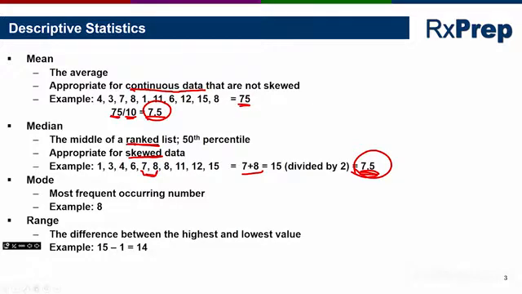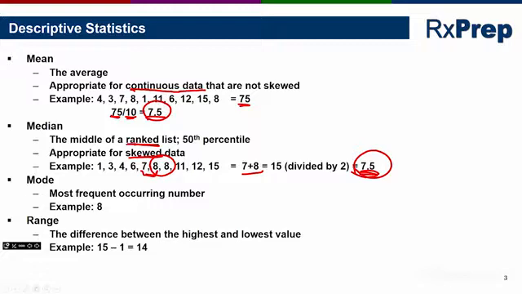Okay, the mode. We don't use this too commonly in biomedical statistics. So here, this is the most frequent occurring number. In this example, we only have one frequent occurring number, and that's 8. You can have multiple modes. You can have no mode as well. So that's not a term we use a lot in analyzing data.